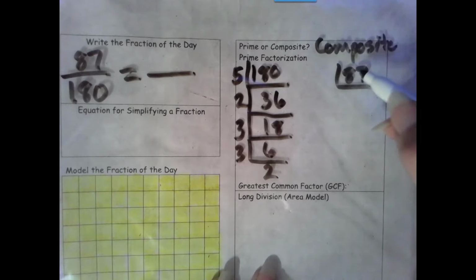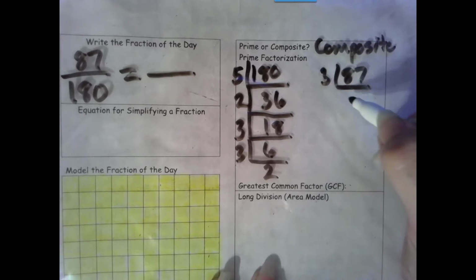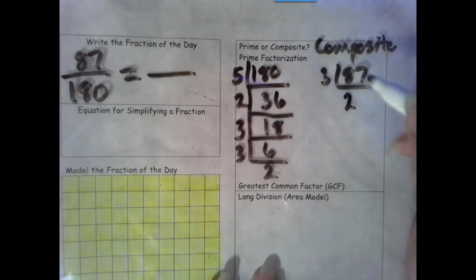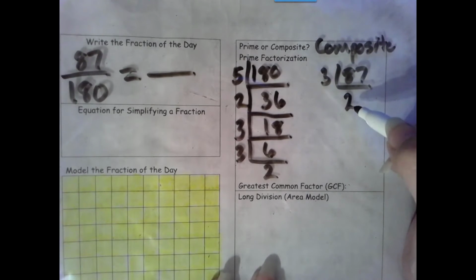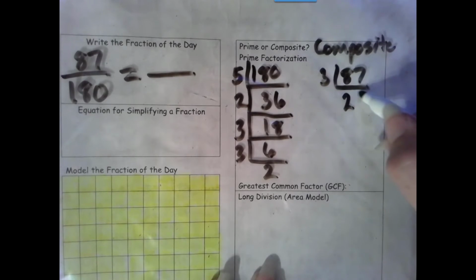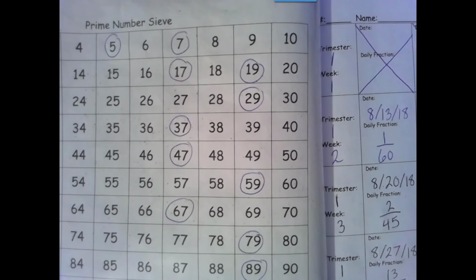Okay, here I said that 3 was a factor because 8 plus 7 is 15. I can get 3 groups of 2 tens, which is 6 tens. That leaves 27, and that would be 9. 29 is prime, so when we get to a prime number, we are done.